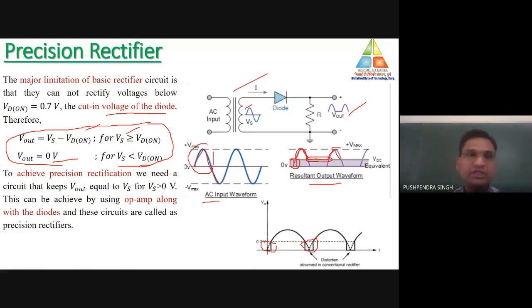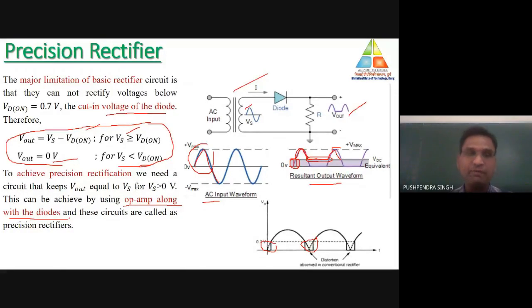If at the input terminal of the basic rectifier circuit we connect one operational amplifier, then when the input voltage is more than 0, due to the amplification of that op-amp, it will put the diode in forward biasing condition instantly. So there would not be any lag between input and output voltage. The precision rectifier is designed with the help of an operational amplifier along with the diode. So if you want to make the rectifier precise, you need to use the operational amplifier with the help of a diode. Then you can design the precision rectifier circuit.